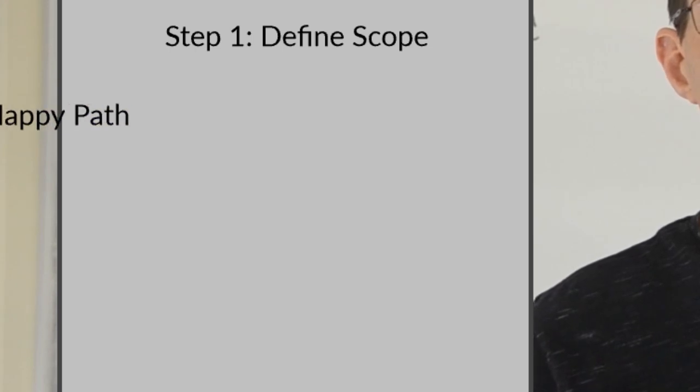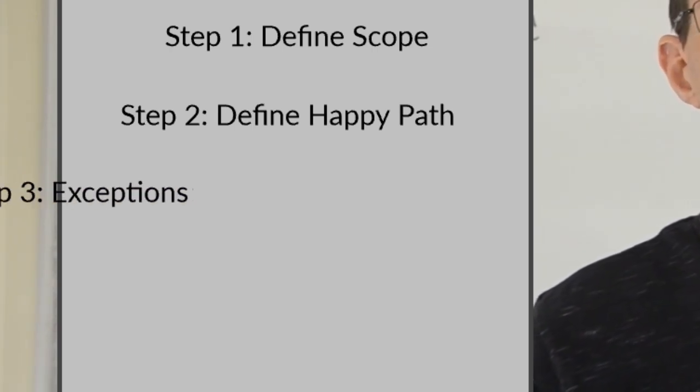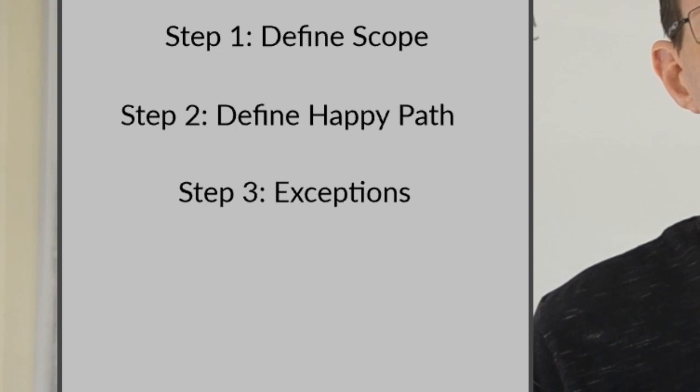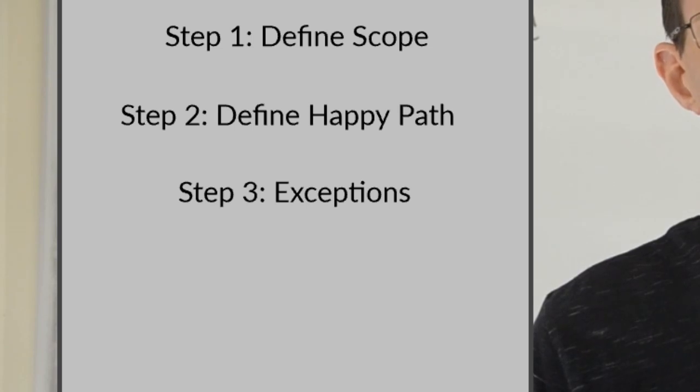Next, outline the primary flow of your process, known as the happy path. This is the ideal sequence of events from start to finish. Create a high-level diagram to capture the main steps. Then consider potential exceptions or deviations from the happy path. These could be alternate routes based on specific conditions. Add these exception paths to your diagram to ensure a comprehensive model.